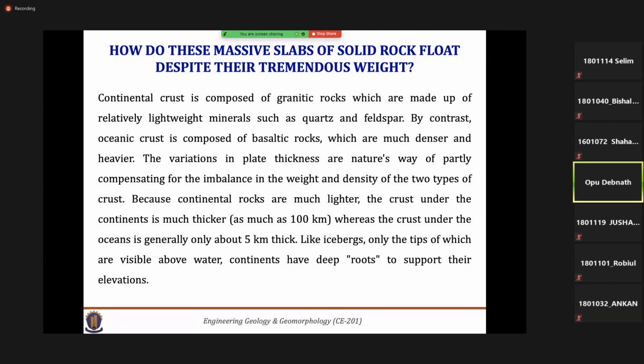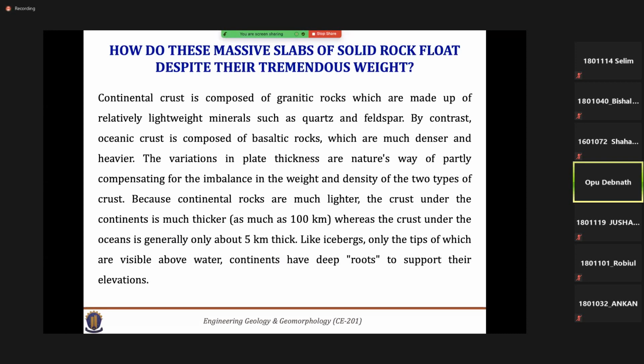Based on this question, let's discuss some basic terminology. First, the continental crust. Most continental crusts are composed of granite rock. These are made of relatively lightweight minerals such as quartz, feldspar, etc. On the other hand, the oceanic crust.